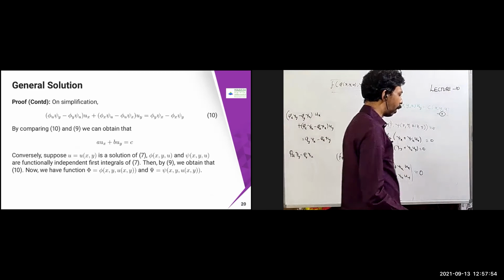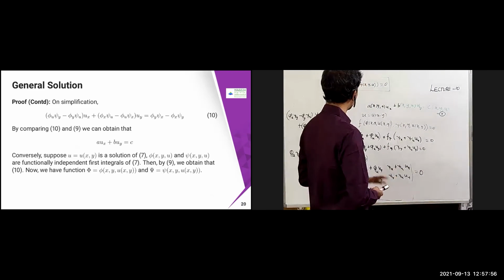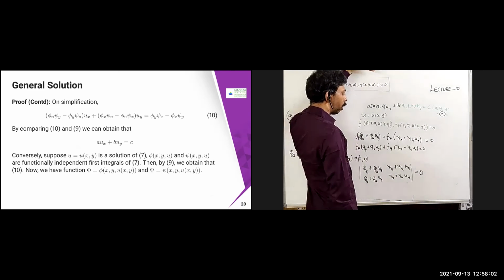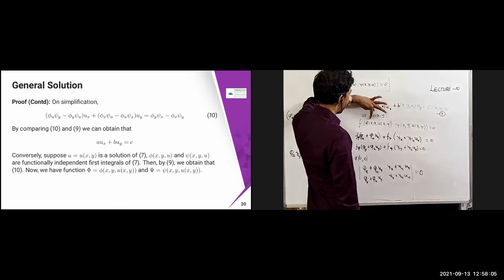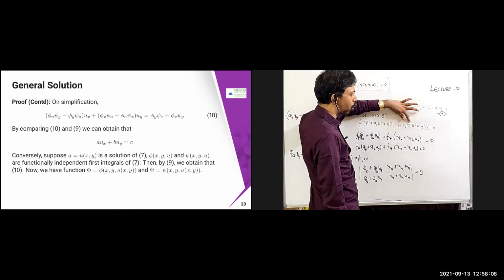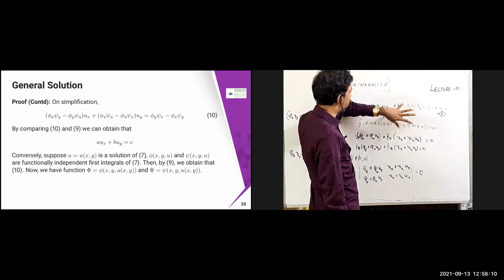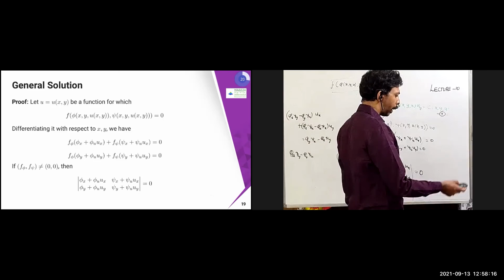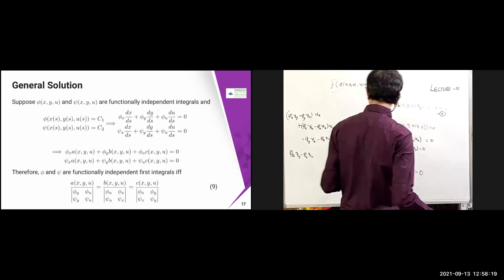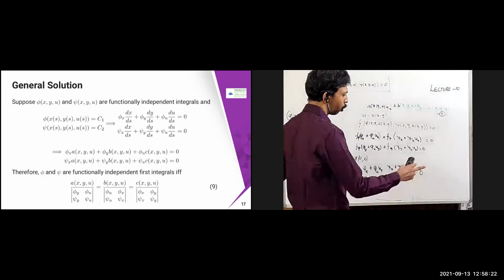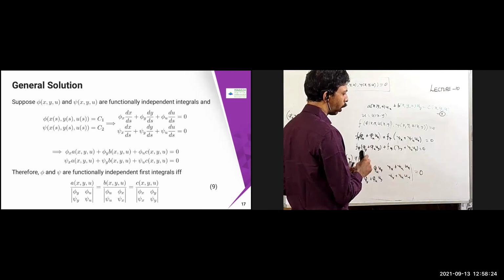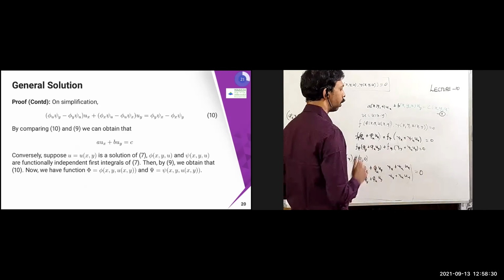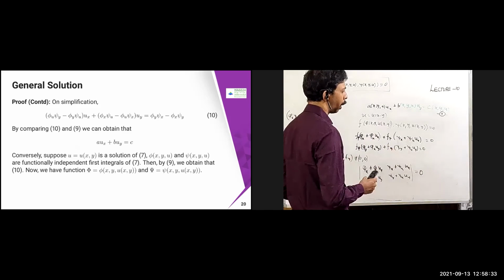Now the converse part. Suppose u is a solution of 7. That means pi of x, y, u and psi of x, y, u are both functionally independent integrals of this one. Therefore, by this equation, again you can obtain this equation. From here you can obtain this equation. You solve this equation for x, y, u, and solve these two equations. Once again, you are going to get equation number 10.